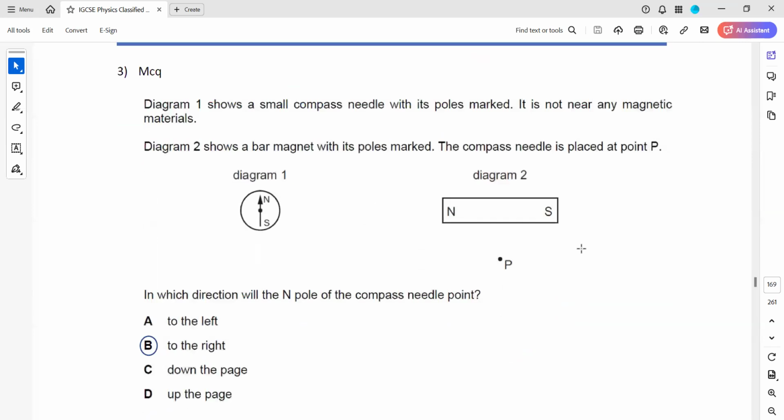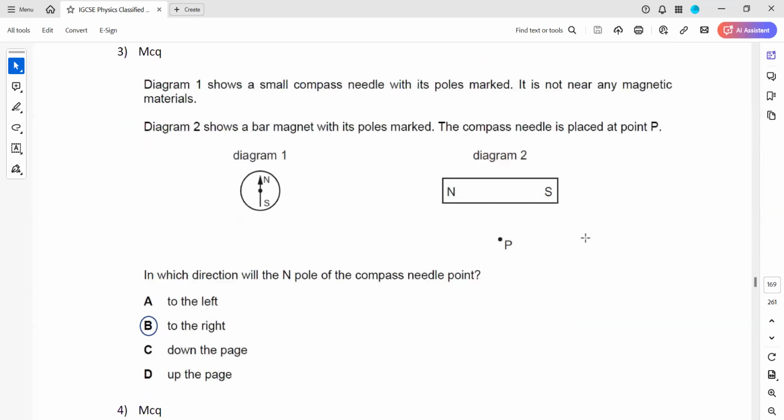Diagram 1 shows a small compass needle with its poles marked, not near any magnetic material. Diagram 2 shows a bar magnet with the poles marked and the compass placed near it. So in which direction will the north pole of the compass needle point?